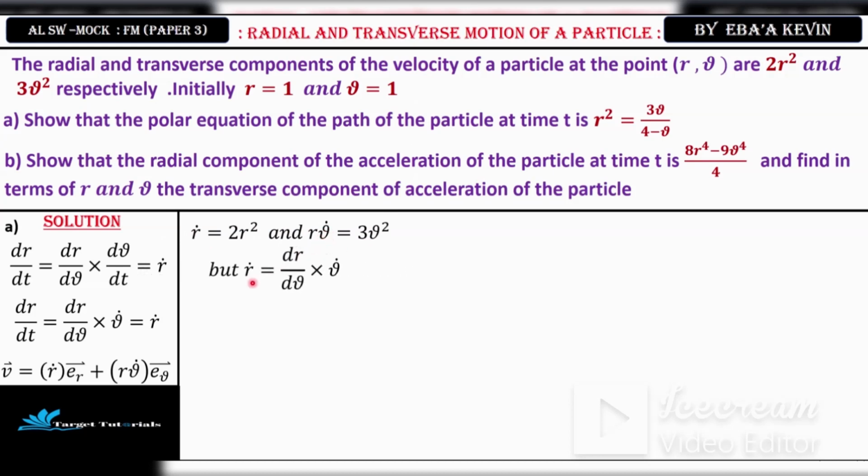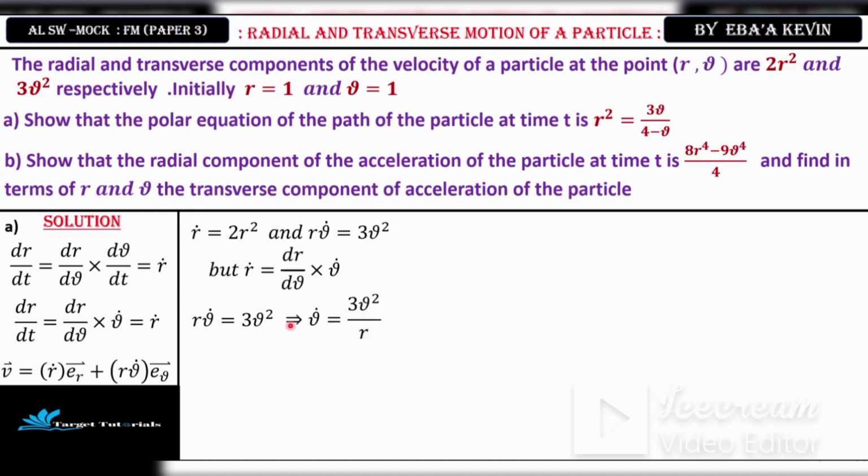Yes, but we know that r dot equals dr/dθ times θ dot. Clearly at this level, as I told you, we are going to obtain the value of θ dot and r dot, put them in this equation, and after which we are going to separate variables and integrate both sides for us to get the expression of r in terms of θ. We can obtain it from this expression, that is rθ dot equals 3θ². We can obtain the value of θ dot, that is θ dot is going to be equals to 3θ² divided by r actually.